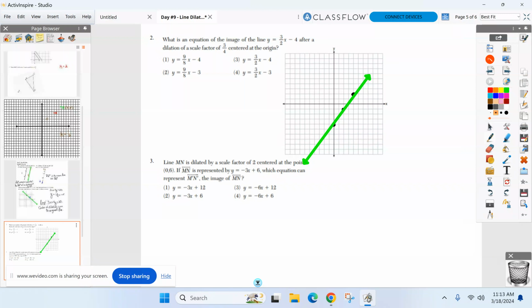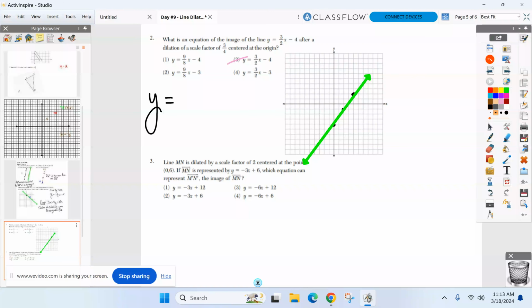Okay, confirm, is the origin on this line? Okay, so we know my answer is not going to be the same line, so it's not going to be 3/2 x minus 4, right? Because the origin, the center where we're dilating around, is not on this line. All right, so how do I construct the new line? Well, what do we already know? The new line is going to be what to the original? Right, it's going to be parallel when we dilate. So at least we know what the slope's going to be. What's the slope of the pre-image?